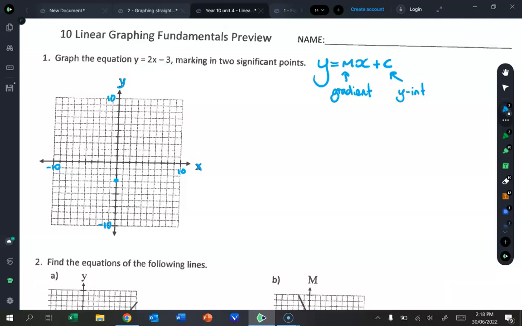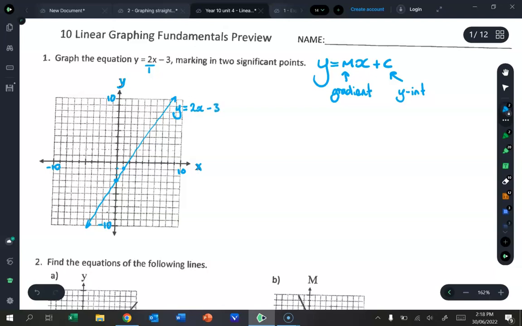We know that the gradient is the rise over the run. So if we just make that a fraction by putting it over 1, then starting at a point that we know, the point we've already marked, we count a rise, 1, 2, over a run of 1. We'll put a second mark in there, and we'll take a ruler, and we will, neatly as we can, draw in the line, remembering that it goes on forever. We might choose to label that line as well, if there's multiple lines on the same graph.